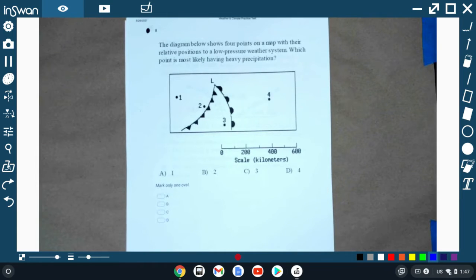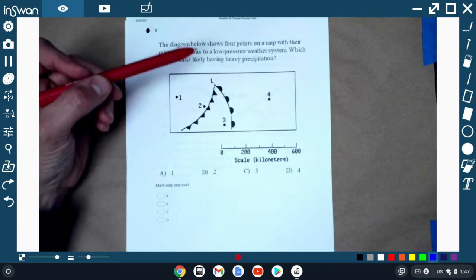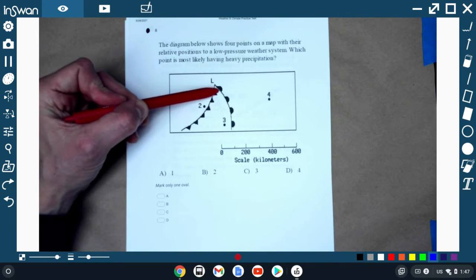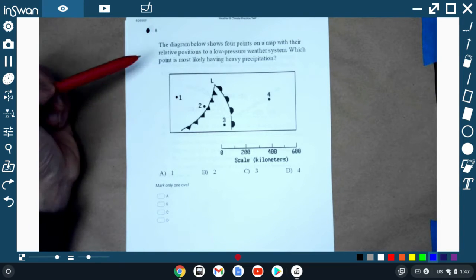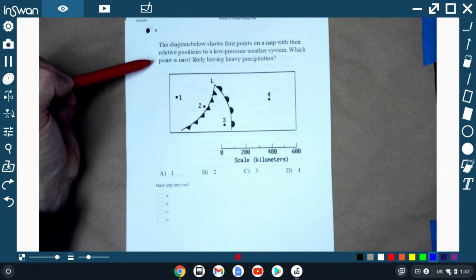Number 8, the diagram below shows 4 points on a map with their relative positions to a low pressure weather system. So again, here's our low pressure. We have a warm front out front. We have a cold front right here. Which point is most likely having heavy precipitation?